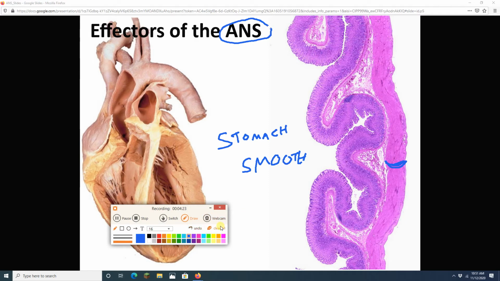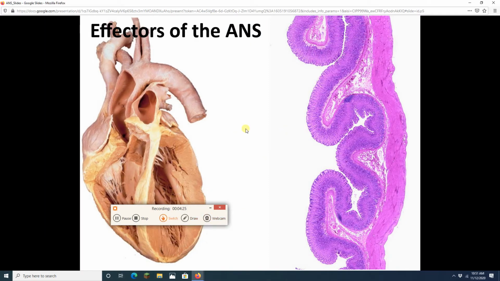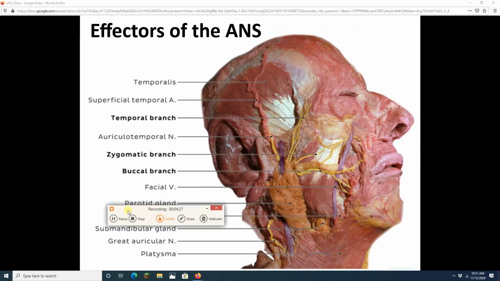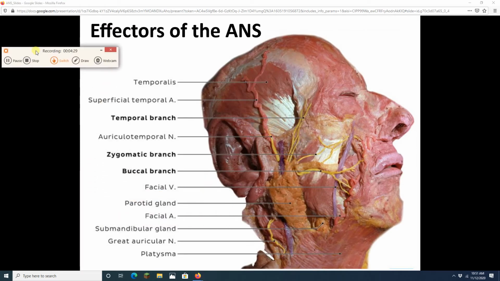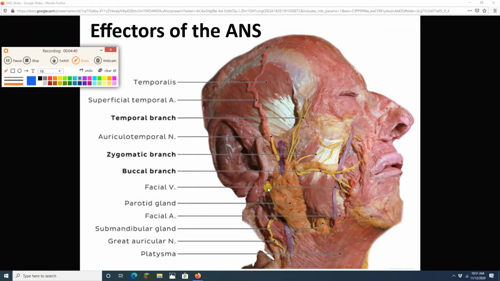Okay, smooth muscle, cardiac muscle. Those are two effectors of our autonomic nervous system, but that's not all. There are also glands. So can you find the gland that I can see in this picture? I can see two glands actually in this picture. One gland is right here. This gland, of course, is the parotid gland. It's one of the major salivary glands. You know it because we talked about it when we talked about the glossopharyngeal nerve.